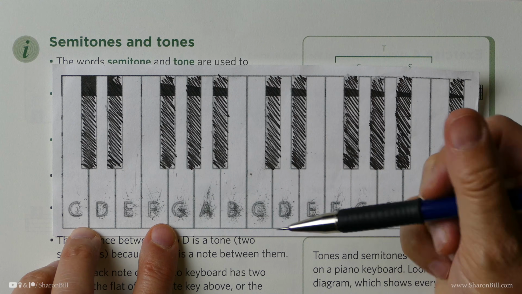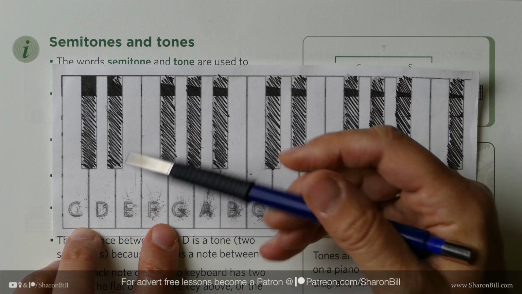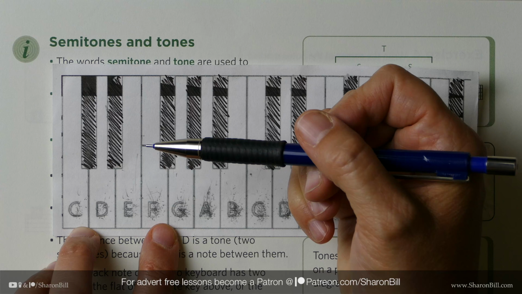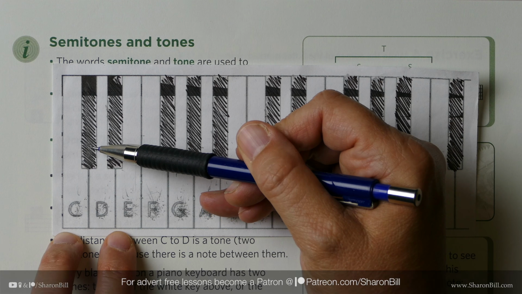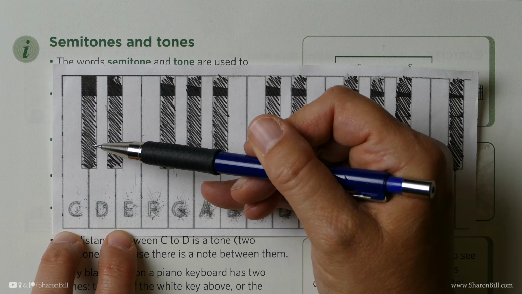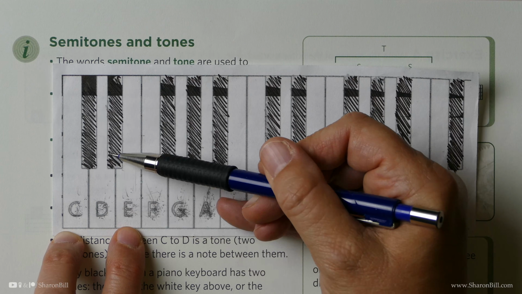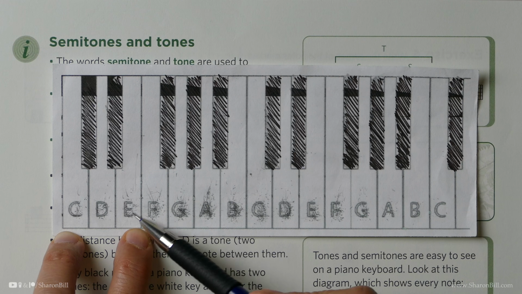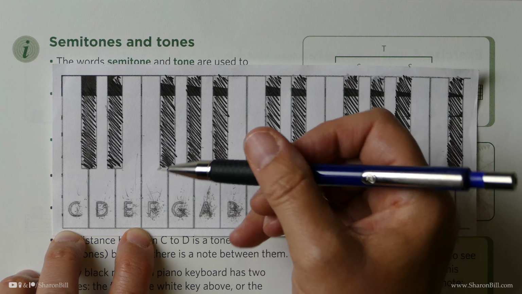It's nothing to do with whether it's going from white to black, or black to white, or even white to white. It's just literally the very next step. So C to C sharp is a semitone. C sharp to D is a semitone. D to D sharp to E. Now here, E to F is also a semitone. The closest note, regardless, is your semitone, your half step.